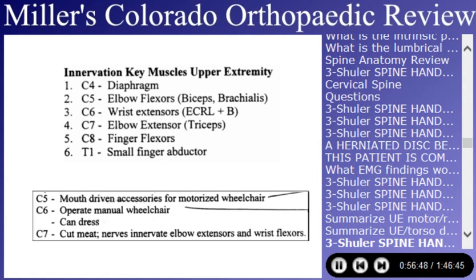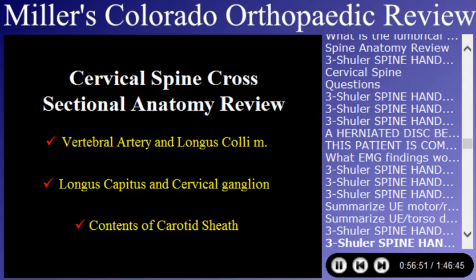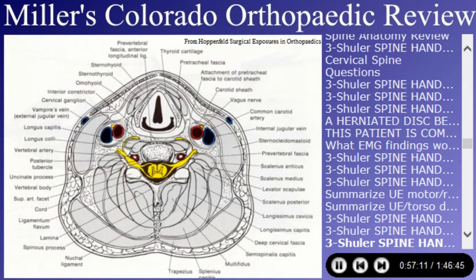And this diagram is actually from the next lecture, so that'll be covered. Key testable items on cross-sectional anatomy. You got to know the vertebral artery relationship to the longus colli muscle. No questions asked. You got to know that. You got to know the longus capitis and cervical ganglion relationship. Contents of the carotid sheath, and we'll go over each one of these. Right now, cervical ganglion shown here. The muscle directly posterior is longus capitis, or the way to think of it, longus capitis, the anterior structure to that, is the cervical ganglion.